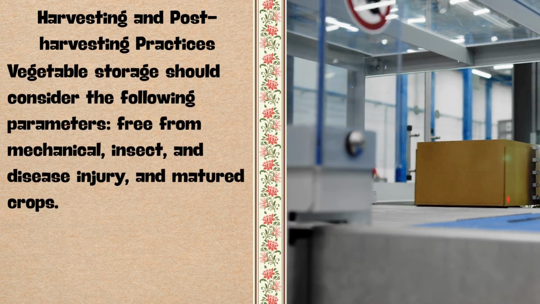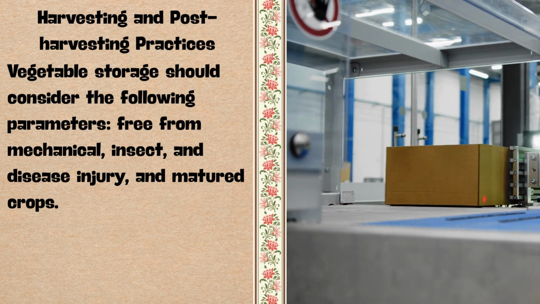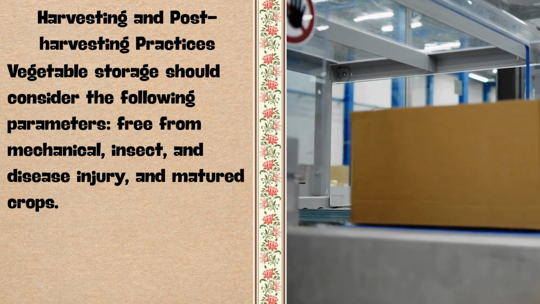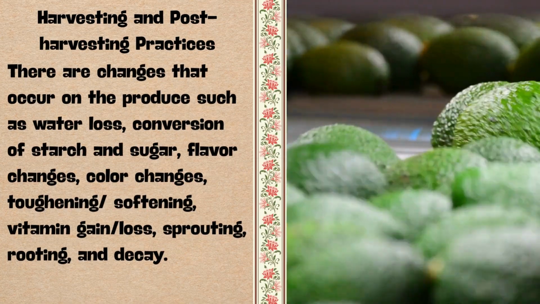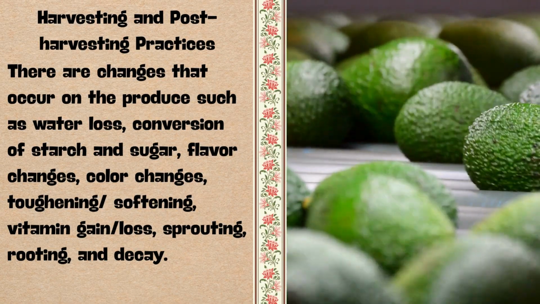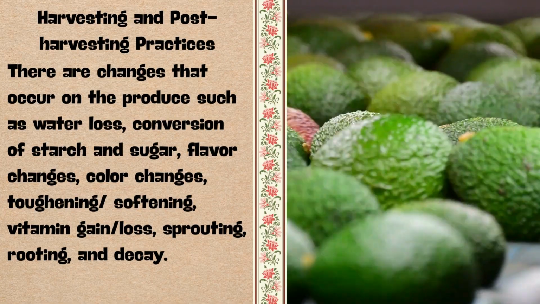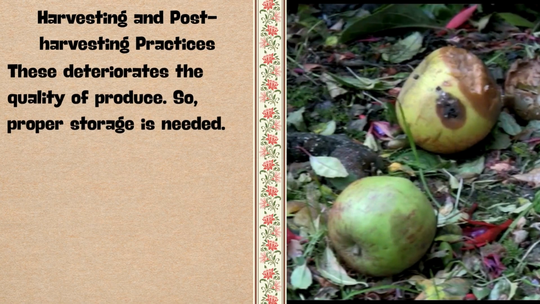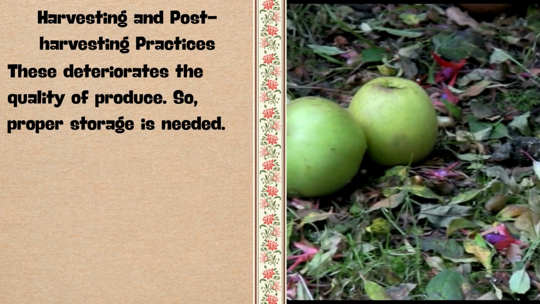Vegetable storage should consider the following parameters: free from mechanical, insect, and disease injury, and matured crops. There are changes that occur on the produce such as water loss, conversion of starch and sugar, flavor changes, color changes, toughening or softening, vitamin gain or loss, sprouting, rooting, and decay. These deteriorate the quality of produce. So, proper storage is needed.